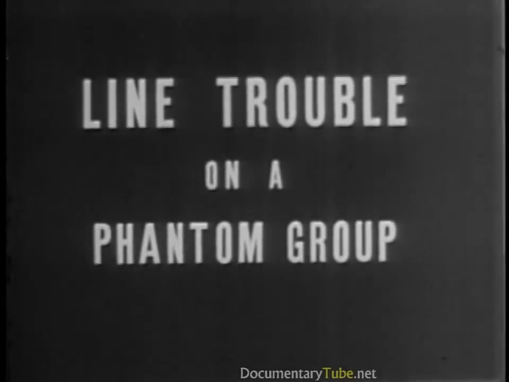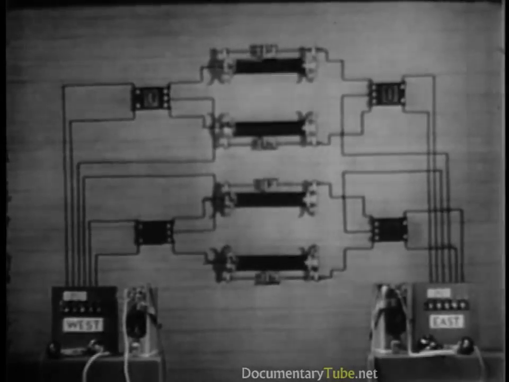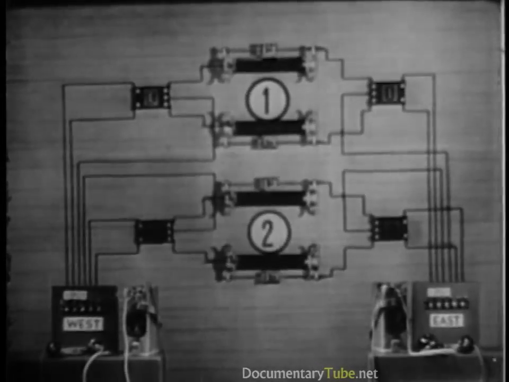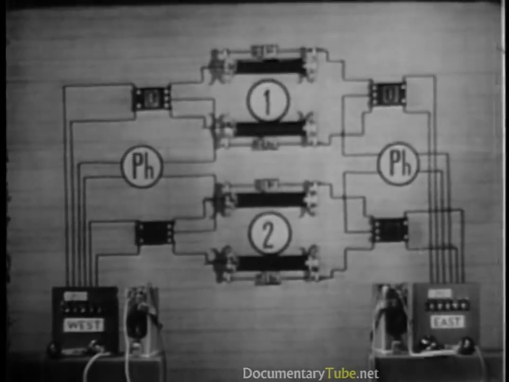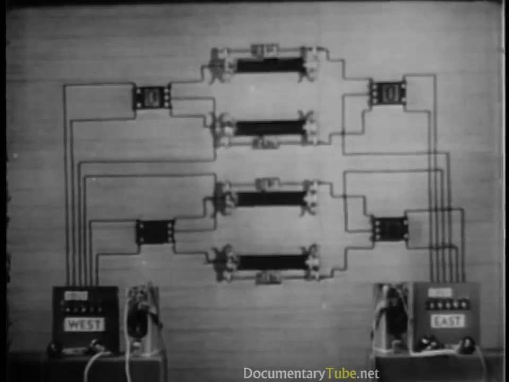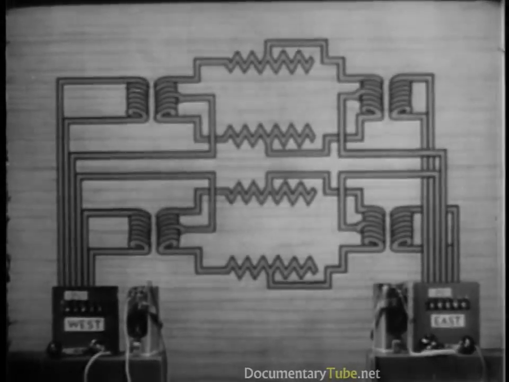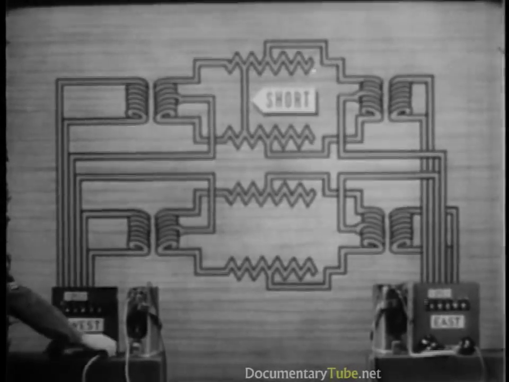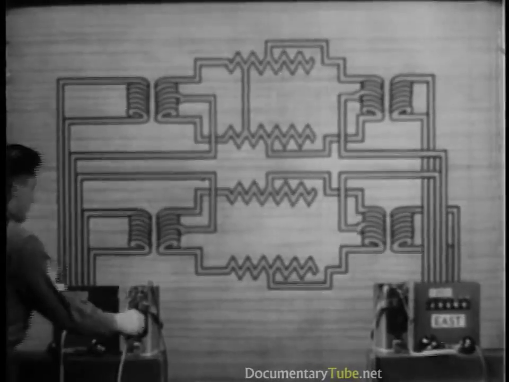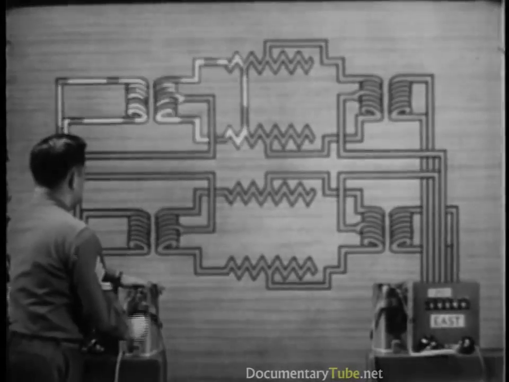Now for some typical examples showing the effect of line trouble on a phantom group. This phantom group consists of 3 telephone circuits. Here, telephone ringing and voice currents act alike, so we will confine our demonstration to ringing current only. If one of the side circuits is accidentally shorted, its reaction is the same as a shorted simplex. The ringing current of the faulty circuit never reaches its destination.